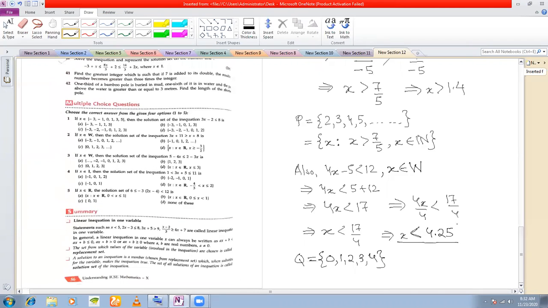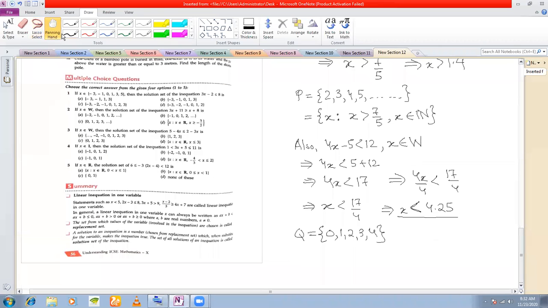The question here is first how to find P intersection Q. P intersection Q is this infinite set intersection this set. What are the common elements between these two? 2 is a common element, 3 is a common element, and 4 is a common element. That is P intersection Q.